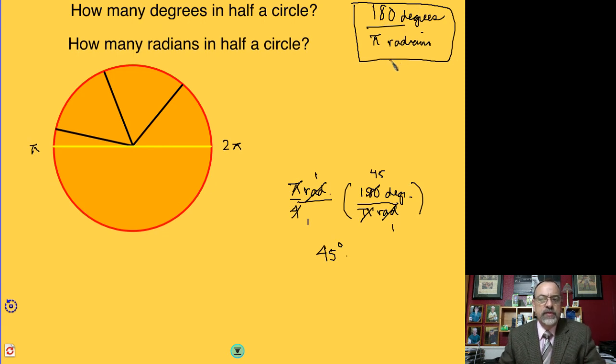So you're going to need to be able to convert any measure of angle into radians, and any measure of radians into degrees. And that's going to be the first part that we're going to do with trigonometry.